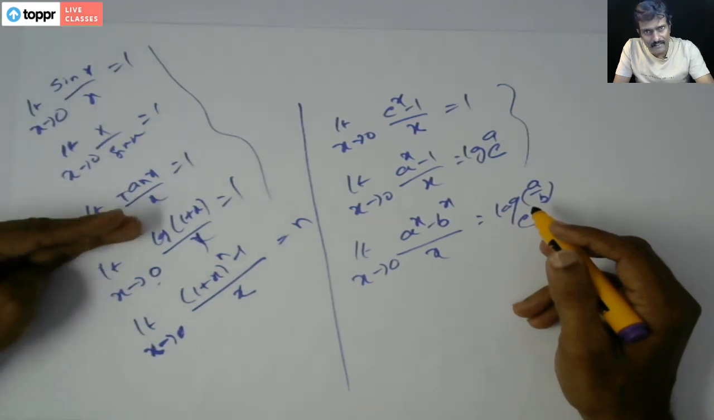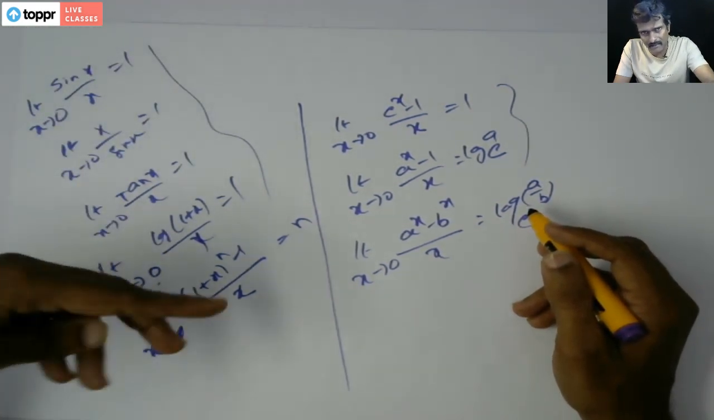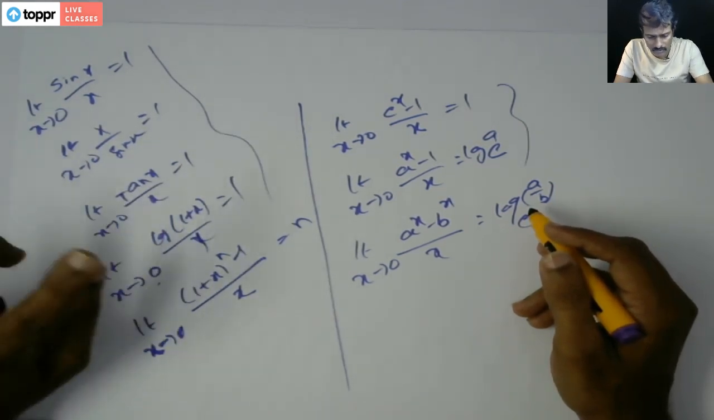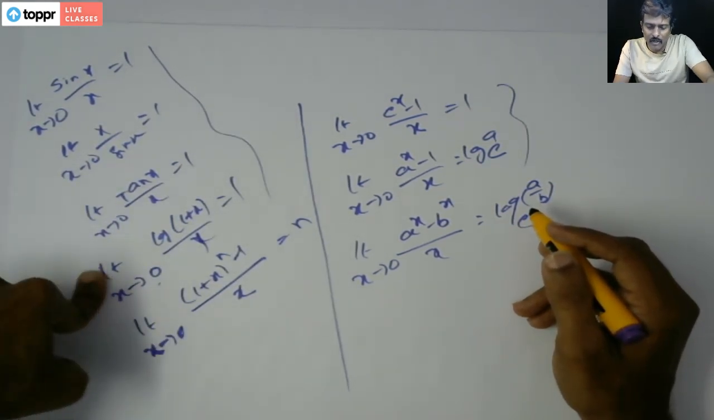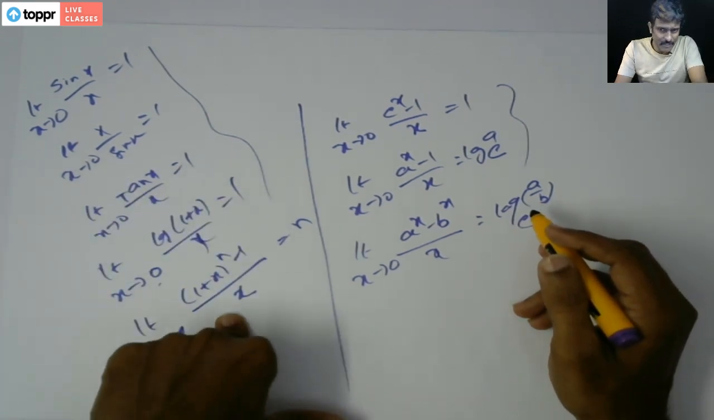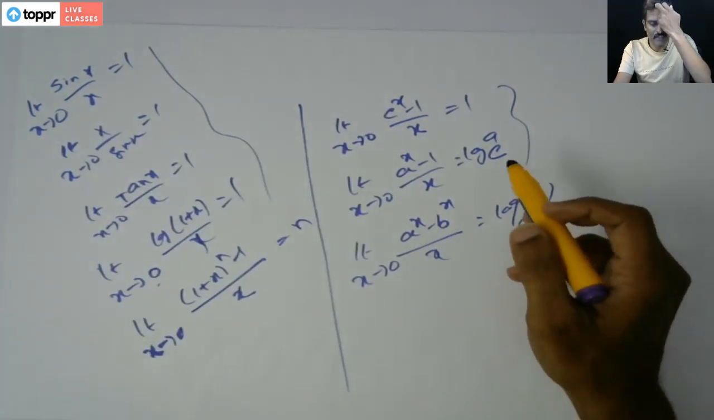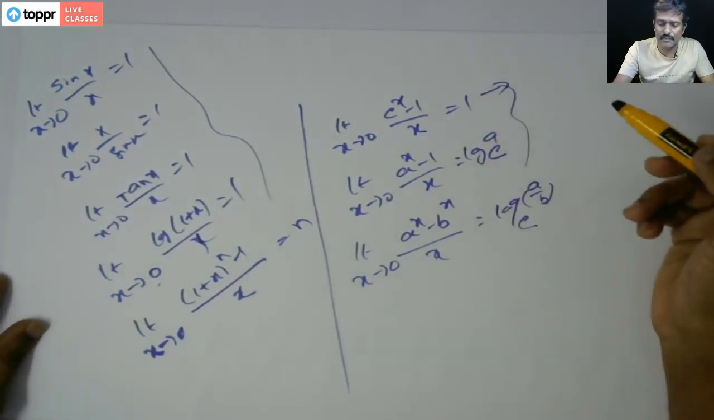Sine x and then tan x, these two are the same. It's easy to remember. Sin x by x is equal to 1, and the reciprocal, tan x by x, is also equal to 1. Then the logarithmic part, log of 1 plus x by x, which is 1. This one is simple, by binomial expansion we do, and this one is exponential expansion. You substitute and you get it actually. So this is a formula which you need to remember.